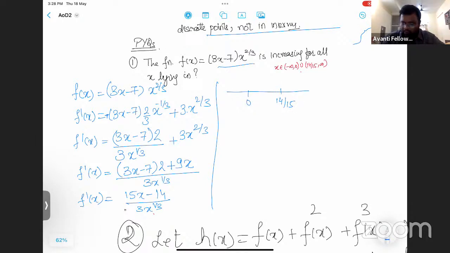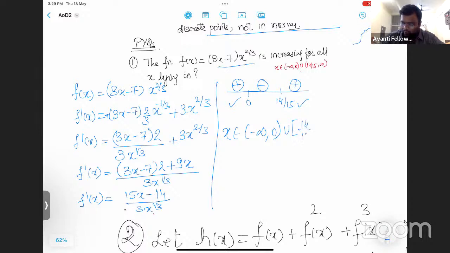Next step is the wavy curve method. Do you remember the wavy curve method? We'll mark the first territory as positive, the second negative, then positive. Since we need to find the increasing regions, we'll pick the regions where the derivative is positive. So we'll get it from here and here. Ultimately the answer is x belongs to minus infinity to 0, 0 cannot be included, union 14 by 15 to infinity.